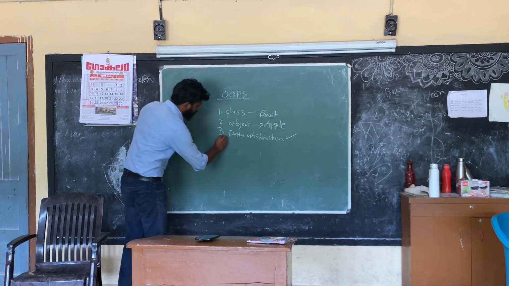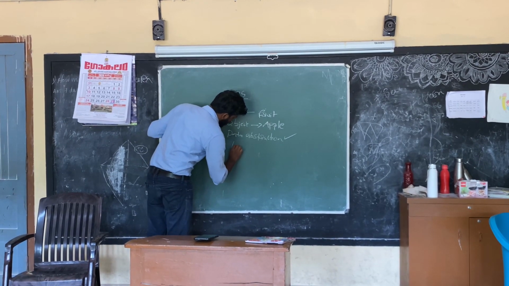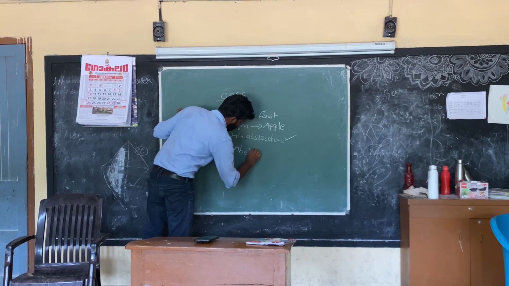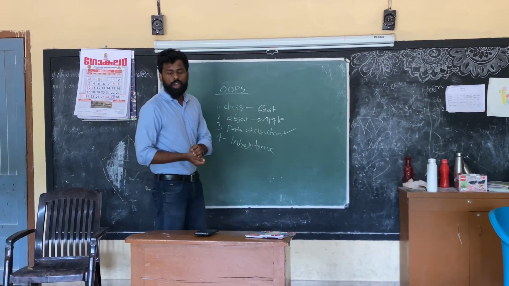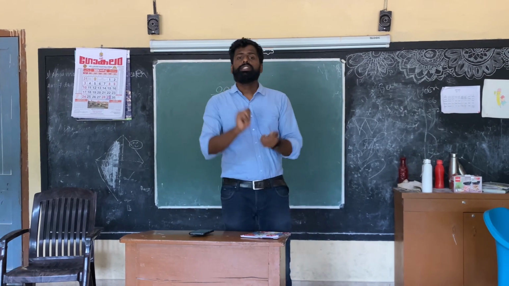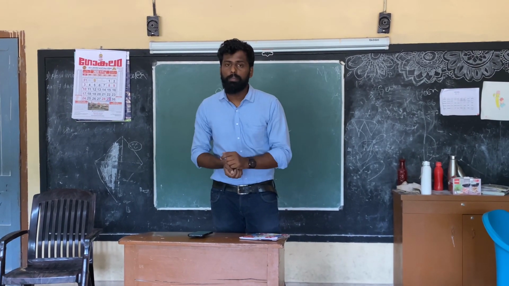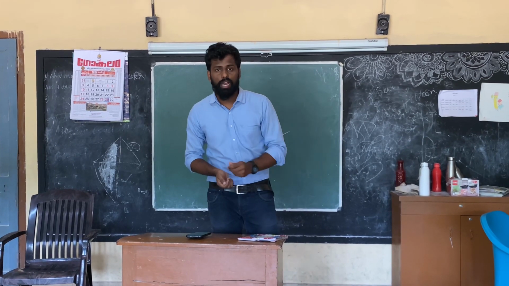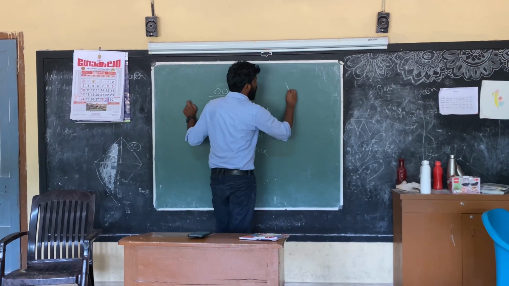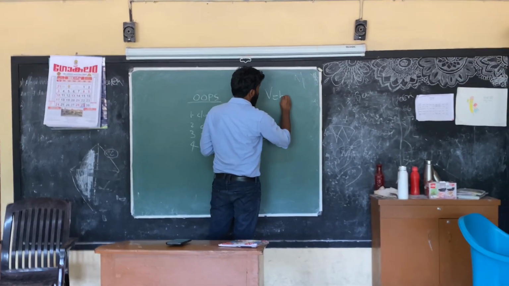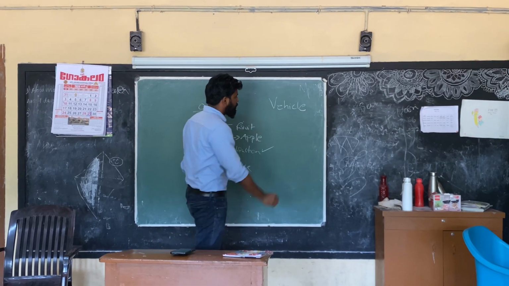And the next one is called inheritance. The inheritance concept means accessing the same type of data in another class. For example, there is a class called vehicle, and it has a property like service.